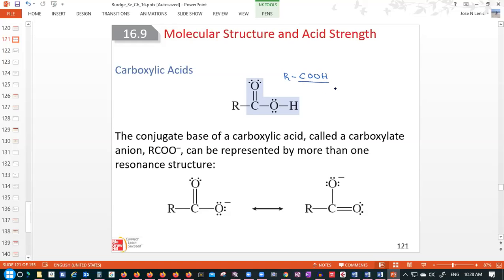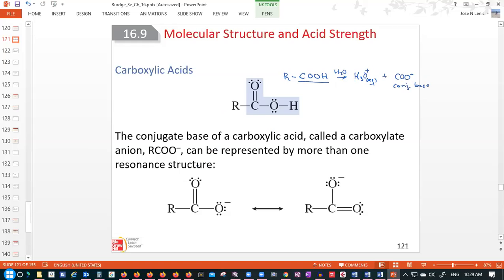So when they dissolve in water, they ionize, forming the H3O plus and the conjugate base, which is the carboxylate ion, COO minus. And this is the conjugate base.